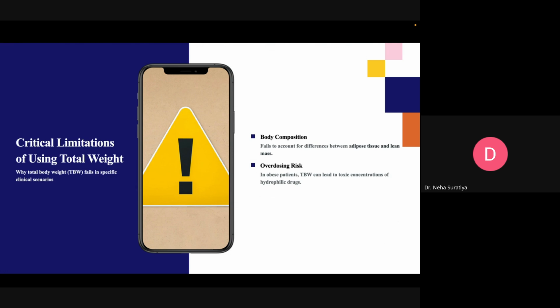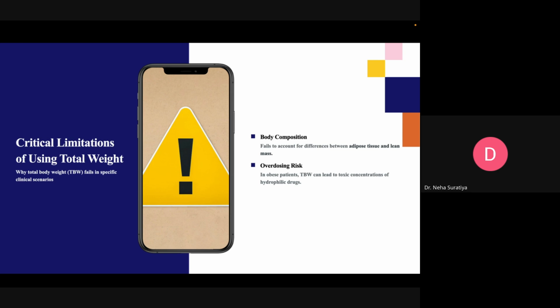But there is also a limitation. There is a certain critical limitation of using total weight. We are here using total body weight. If the patient is on a weighing machine, whatever weight is showing, we are taking it. But that fails in specific clinical scenarios, and you must be aware of it. TBW, the term total body weight, for all patients can be misleading sometimes, especially in the obese patient.